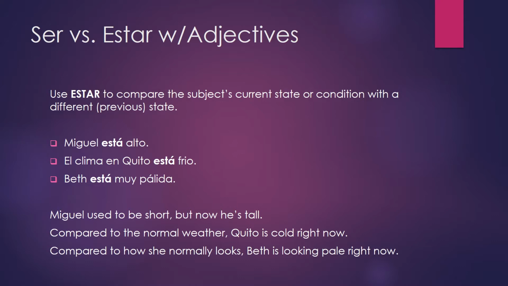El clima en Quito está frío. So compared to the normal weather in Quito, Quito's feeling really cold right now. Beth está muy pálida. Compared to how she normally looks, Beth is looking pale right now. Maybe she's sick or something, and right now she looks pretty pale. So you would think of the current state or condition that she's in compared to her normal state. So that's when you would use estar.